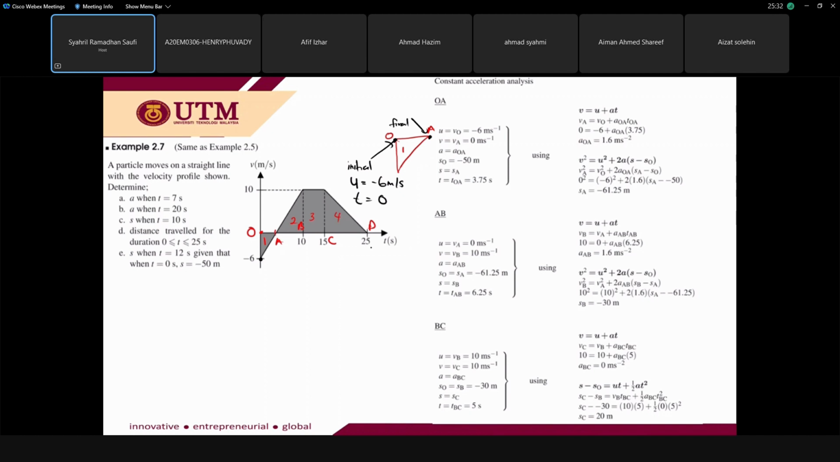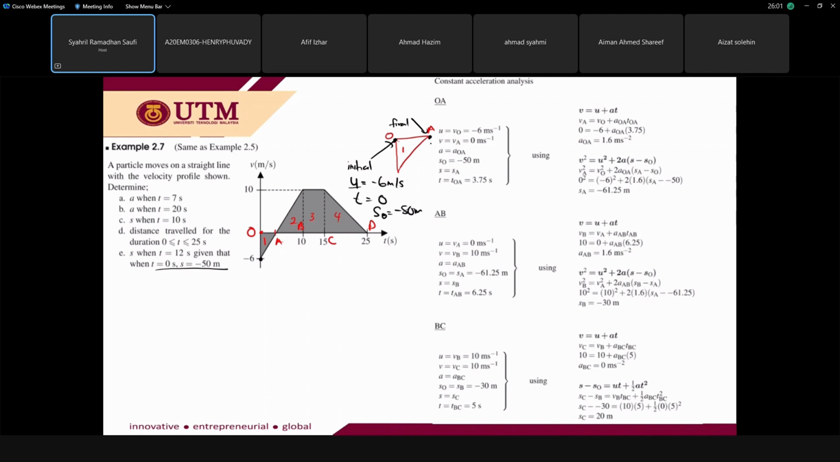Okay, at the initial point, it is given that displacement equal to -50. Okay, at t equals 0, displacement equal to -50. So usually for initial, we put as S0. Okay, S0 means initial displacement.